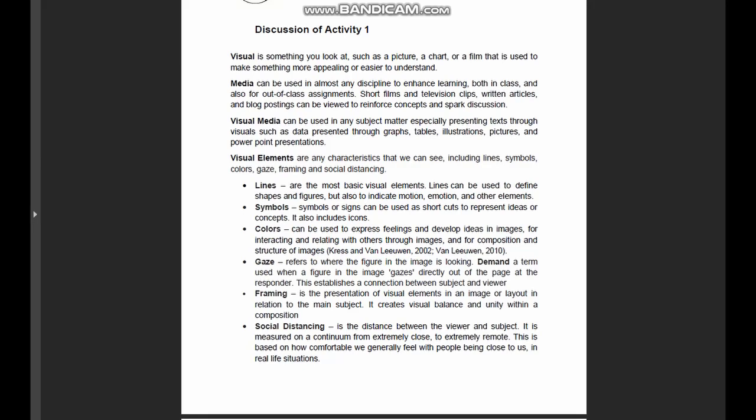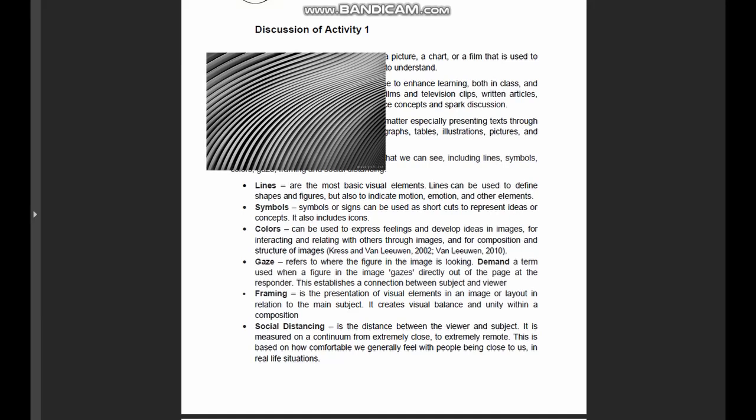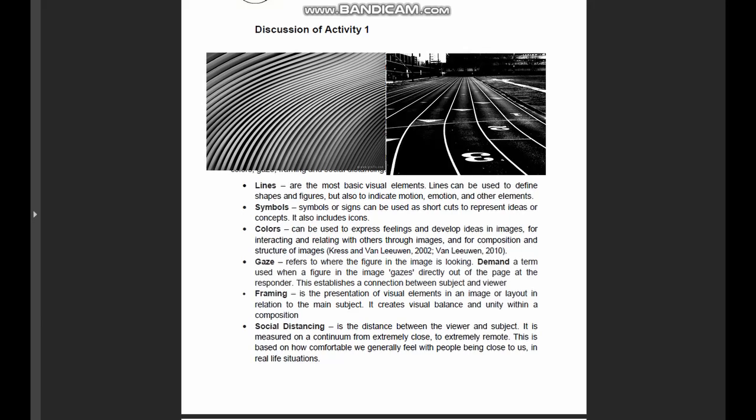Next, we have visual elements. What are visual elements? Visual elements are any characteristics that we can see, including lines, symbols, colors, gaze, framing, and social distancing. And now we will discuss the different visual elements. First, we have lines. What are lines? Lines are the most basic visual elements. Lines can be used to define shapes and figures, but also to indicate motion, emotion, and other elements.